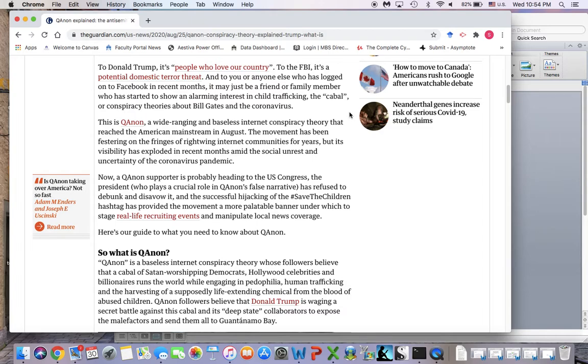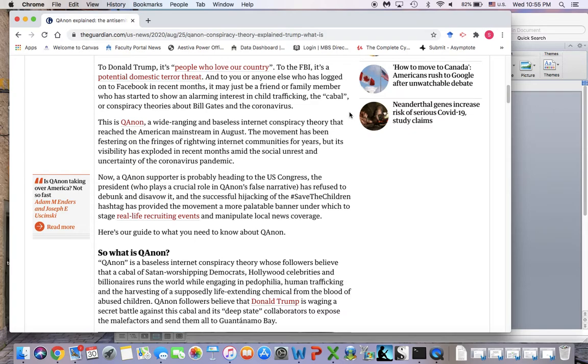This is QAnon, a wide-ranging and baseless internet conspiracy theory that reached the American mainstream in August. The movement has been festering on the fringes of right-wing internet communities for years, but its visibility has exploded in recent months amid the social unrest and uncertainty of the coronavirus pandemic. Okay, now it sounds like we moved on to the why. Remember, it's observation, why, and how. That kind of sounds like the why. Let's see if this next one's the how.